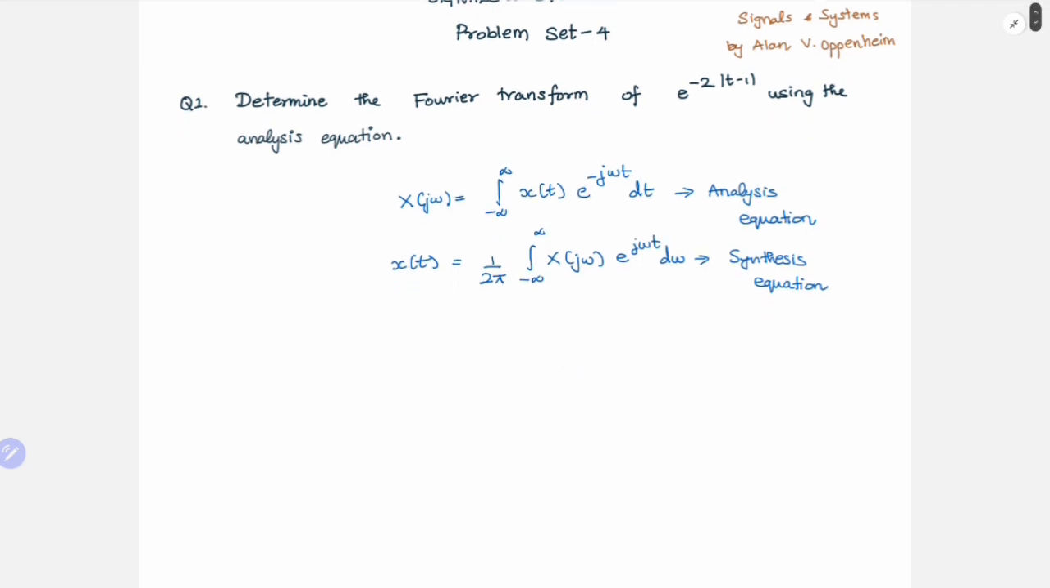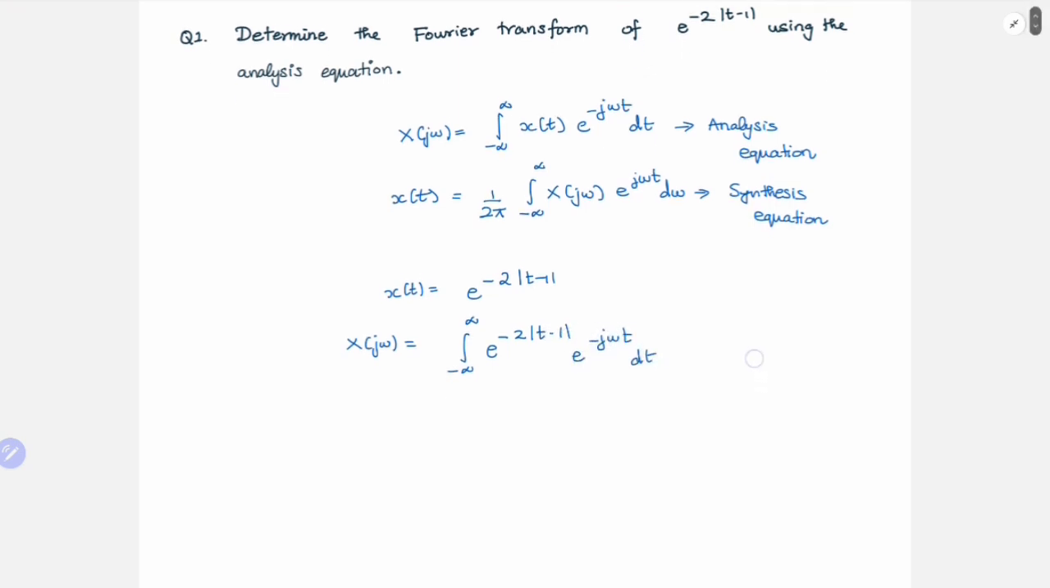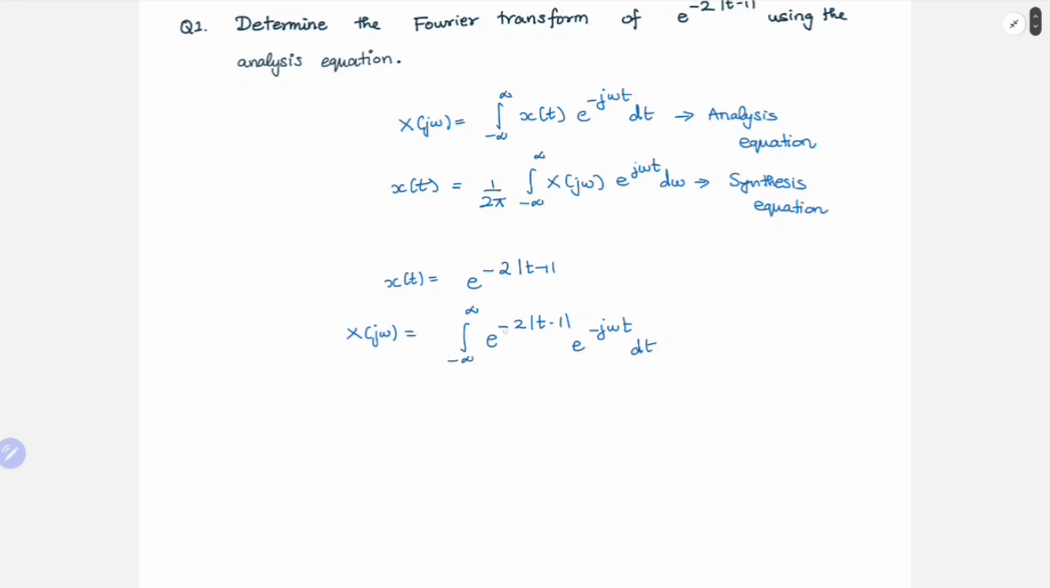Okay, so now let us use the first equation. So our x of t is nothing but e power minus 2 mod t minus 1. Right? So our X of j omega is nothing but integral minus infinity to infinity e power minus 2 mod t minus 1 e power minus j omega t dt. So to evaluate this integral, we can divide the limits. Here it is mod t minus 1.